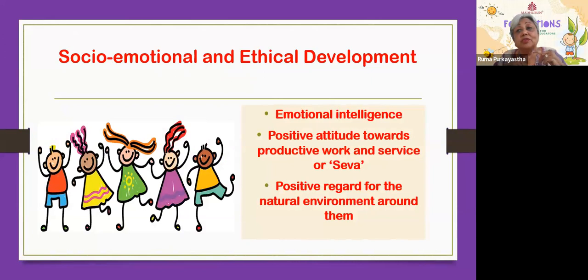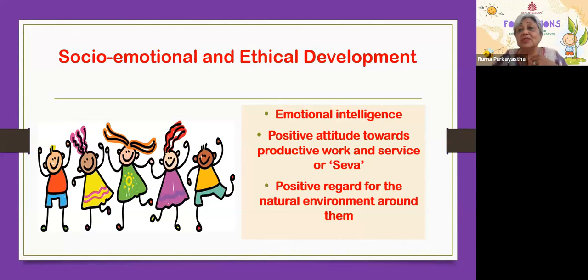I always like to quote rights and duties here. We are very aware of our rights, but what happens to our duties? As a child, I have a right to basic good furniture. It's also my duty to make sure the furniture is kept well and not broken. If I have a right to good drinking water in school, it's also my duty to not waste water. So little things like this, if you do them, there will be a positive regard for the environment.